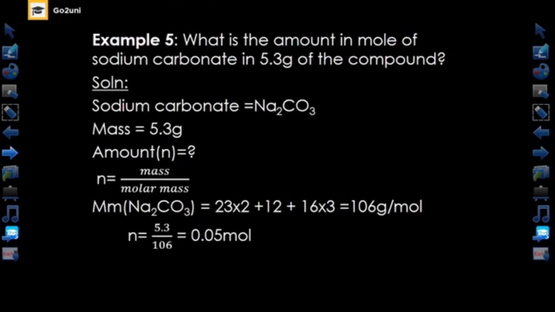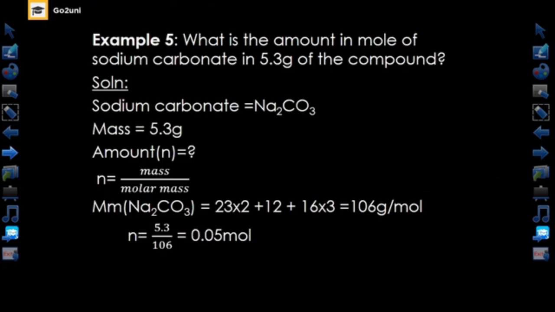Example 5. The question says, what is the amount in mole? You can see again, we are asked the amount in mole of sodium carbonate in 5.3 grams of the compound. So we are given sodium carbonate, Na2CO3, and we are simply asked what is the amount in mole of sodium carbonate in a given quantity of it, and that quantity is 5.3 grams.